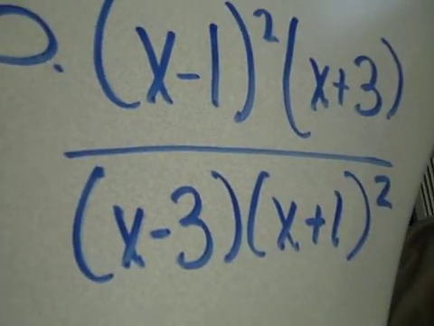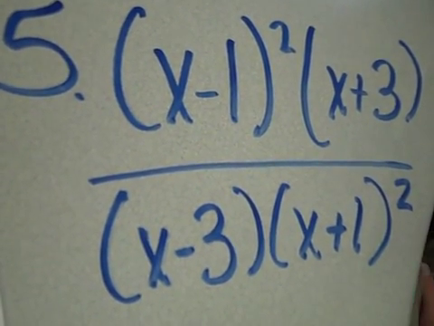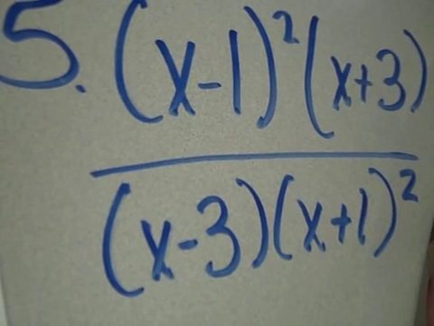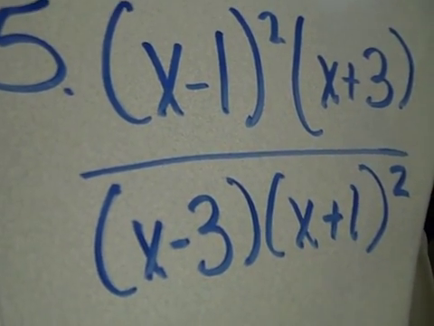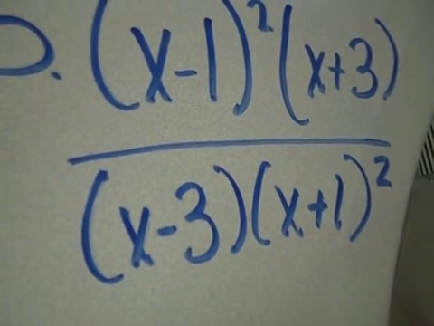And number 5, give your end result in factored form. So our end result is x minus 1 squared times x plus 3, divided by x plus 3 times x plus 1 squared.